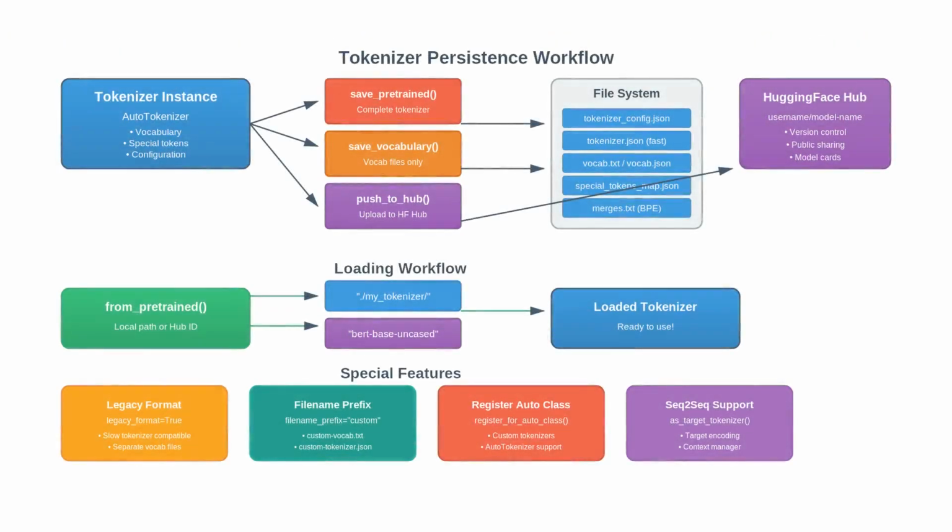Here's our tokenizer persistence architecture diagram. This image shows how tokenizers can be saved locally, loaded from disk, or pushed to the Hugging Face hub. Notice the different file formats involved. We have tokenizer config JSON, special tokens map, vocabulary files, and the unified tokenizer JSON. Each serves a specific purpose in preserving the complete tokenizer state.